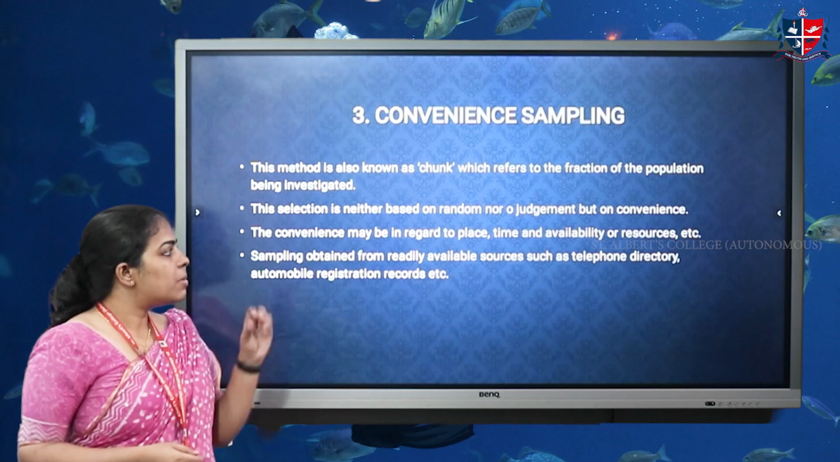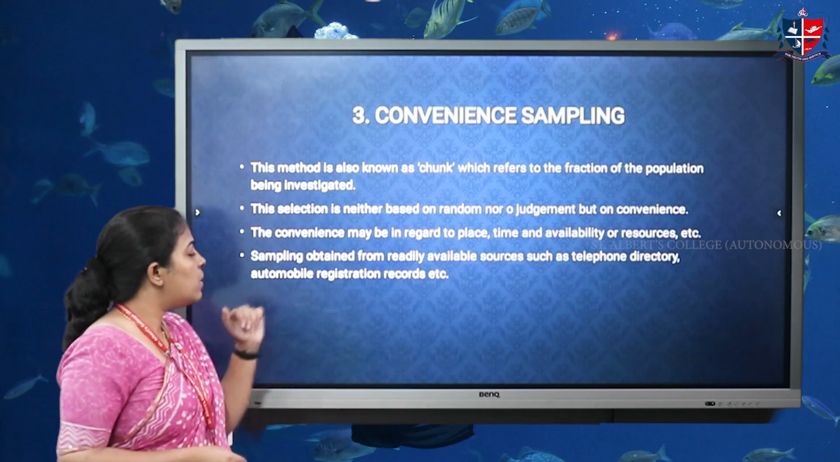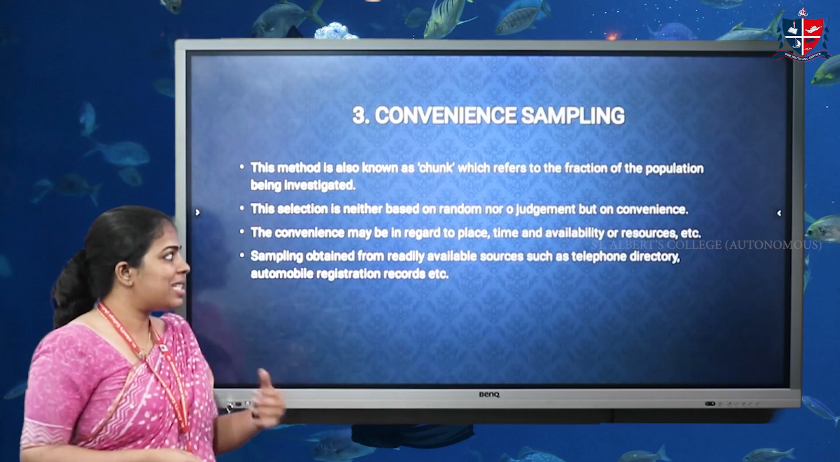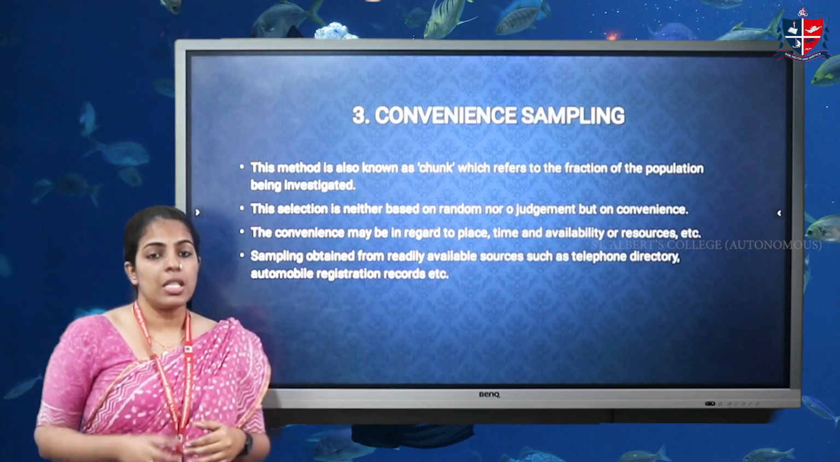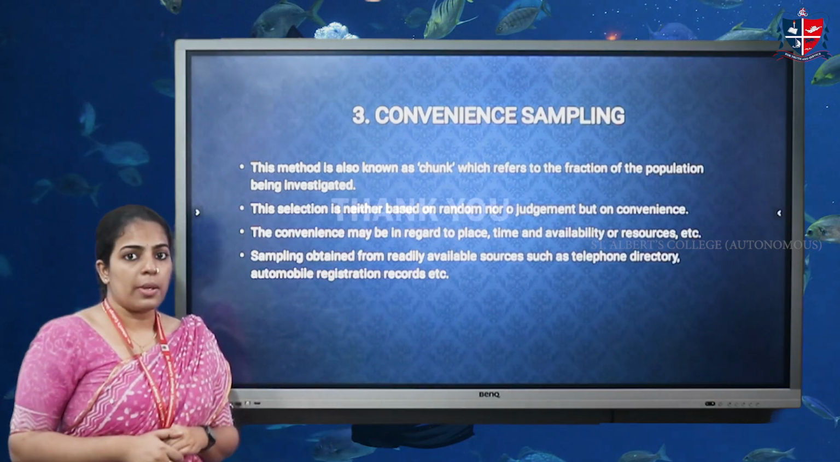So the sample is obtained from readily available sources such as telephone directories, automobile registration records, etc. In simple words, it may be in regard to the place, time, availability, or resources of that particular person. That's all about it.